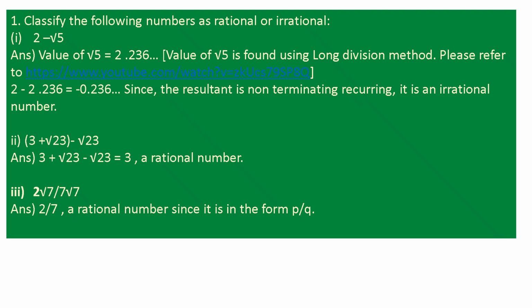The second sum is very simple. The resultant is 3, it's a rational number. Third sum, 2 root 2 divided by 7 root 2, gives rise to 2 by 7. It's a rational number since it is in the form p by q.